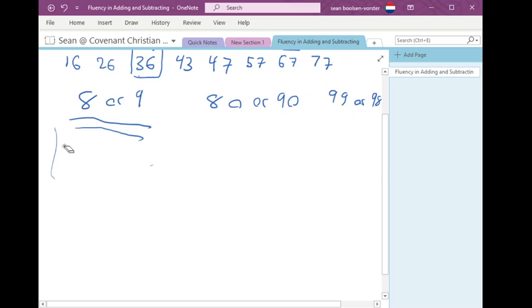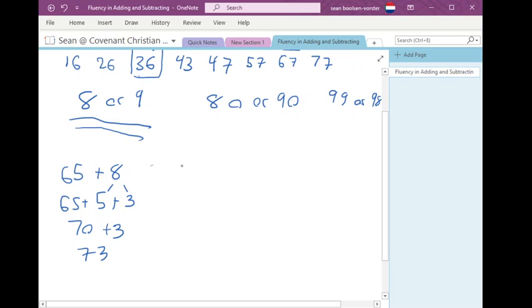So let's just take a look at this. If I do 65 plus 8 the other way, I'm going to need 5 from here, 3 from here, and it'll be 65 plus 5 plus 3. We know that this is going to make a 70. Plus 3, we're going to get 73. Nice and easy, right? It's easy, so it's good. But we can do it faster.